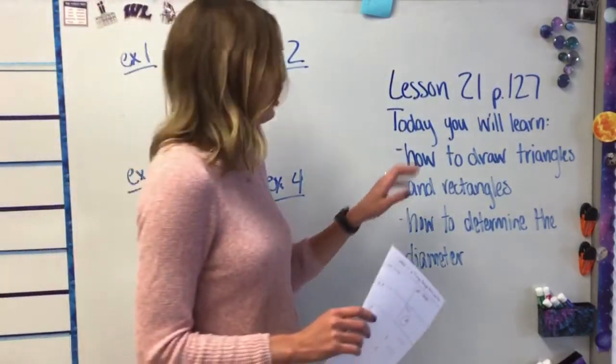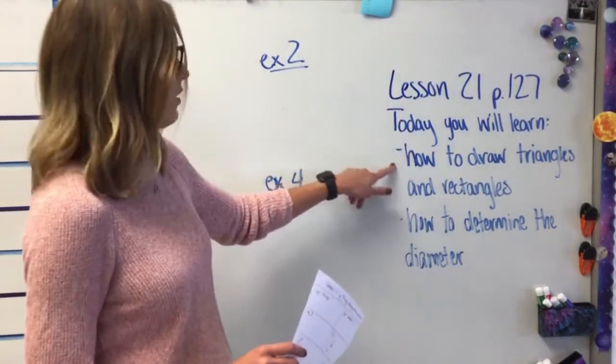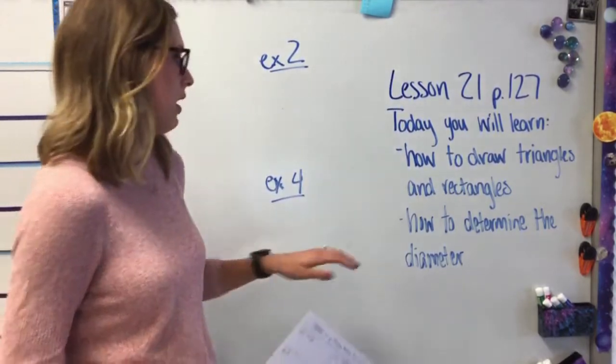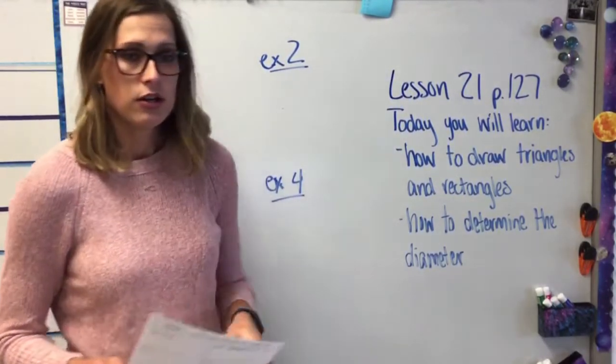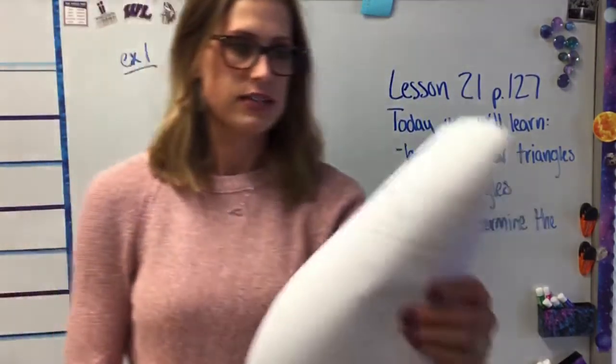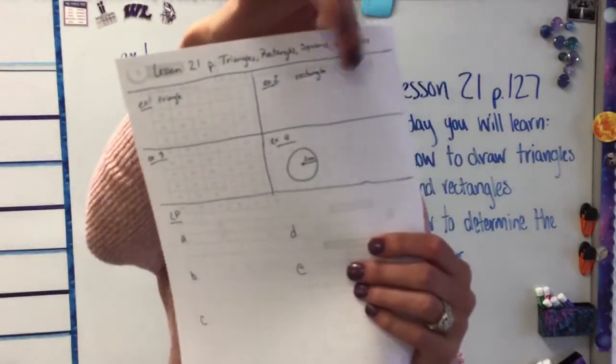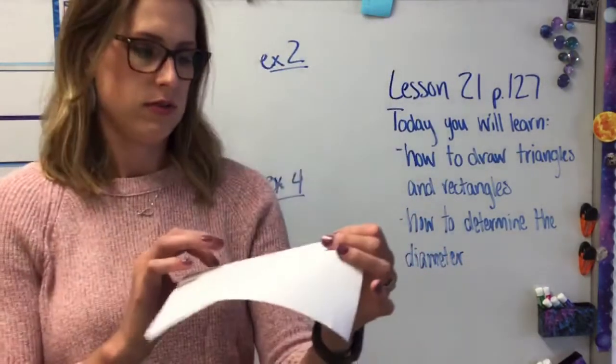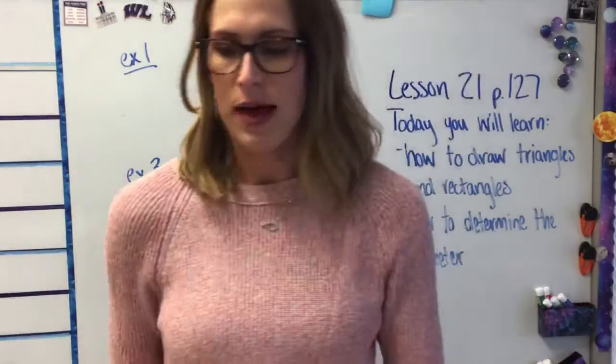Let's start with our objectives. Today you will learn how to draw triangles and rectangles and how to determine the diameter. First, we're going to talk about triangles. For example 1, on the back of your sheet at the top on this side, you should have a box that says triangles.